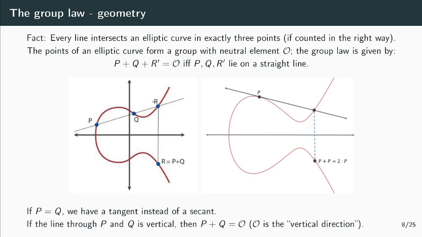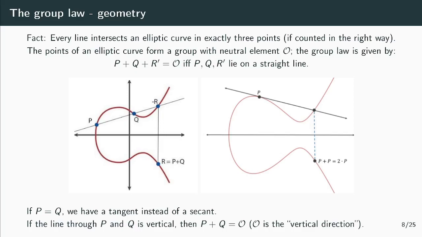It follows that O must be the neutral element of the group, because when you mirror O, you get O again. This also means that to compute the additive inverse of a point, you can simply mirror it.